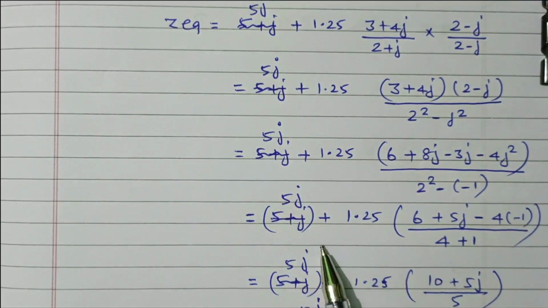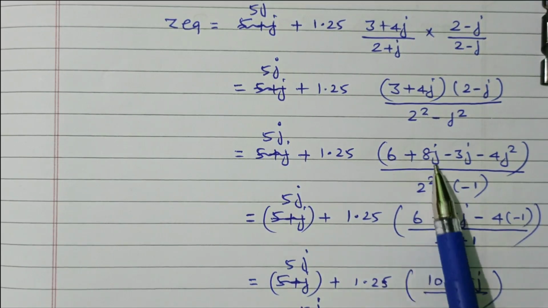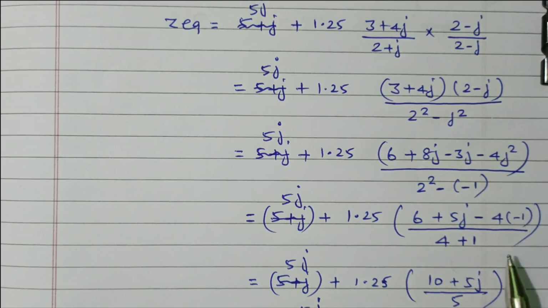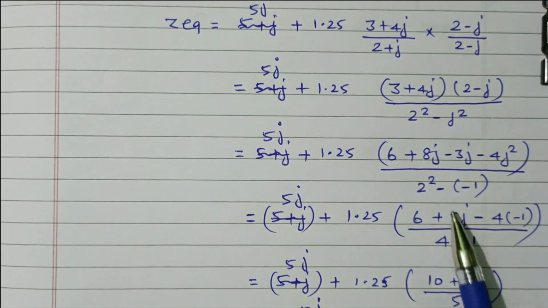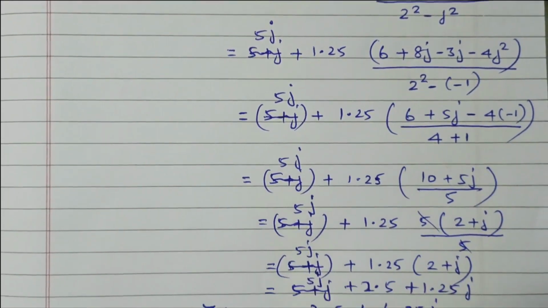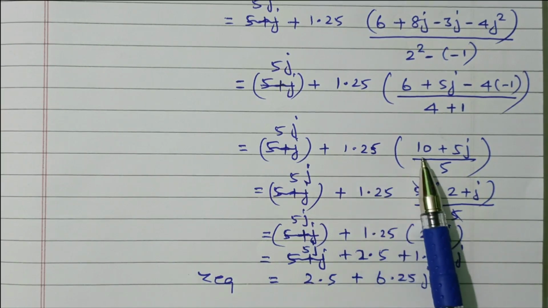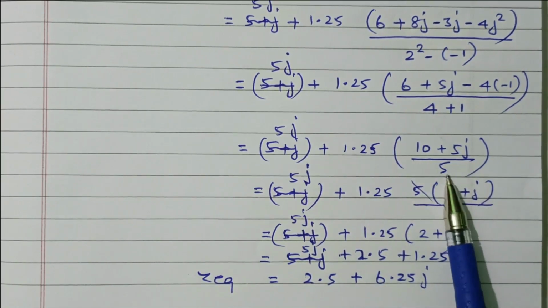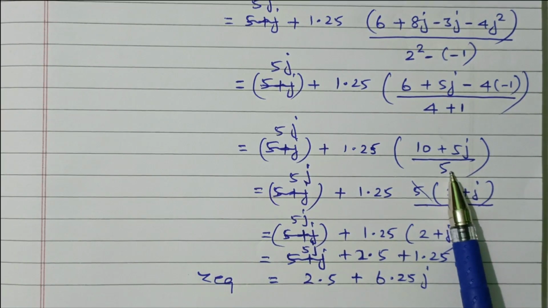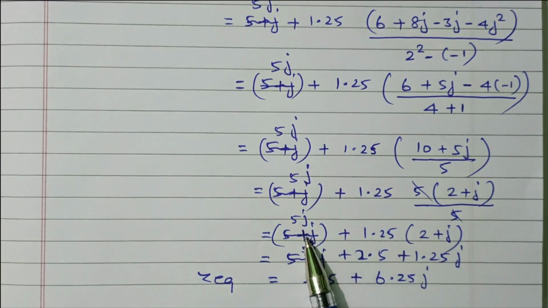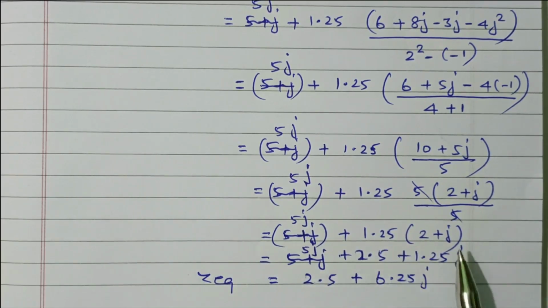So 5J plus 1.25, you have to add these two. 6 plus 5J minus 4 of minus 1, divided by 4 plus 1. 2 square is 4, 4 plus 1. We'll go for further simplification. So 5J plus 1.25, 10 plus 5J divided by 5. See this, now the complex term is removed, so that we multiplied by the complex conjugate. So after simplification, finally we have 5J plus 1.25 into 2 plus J.